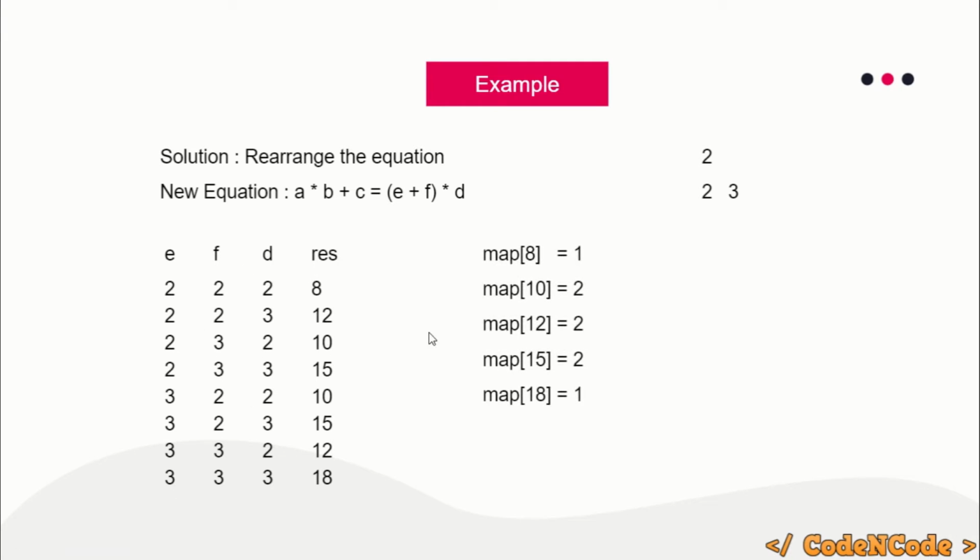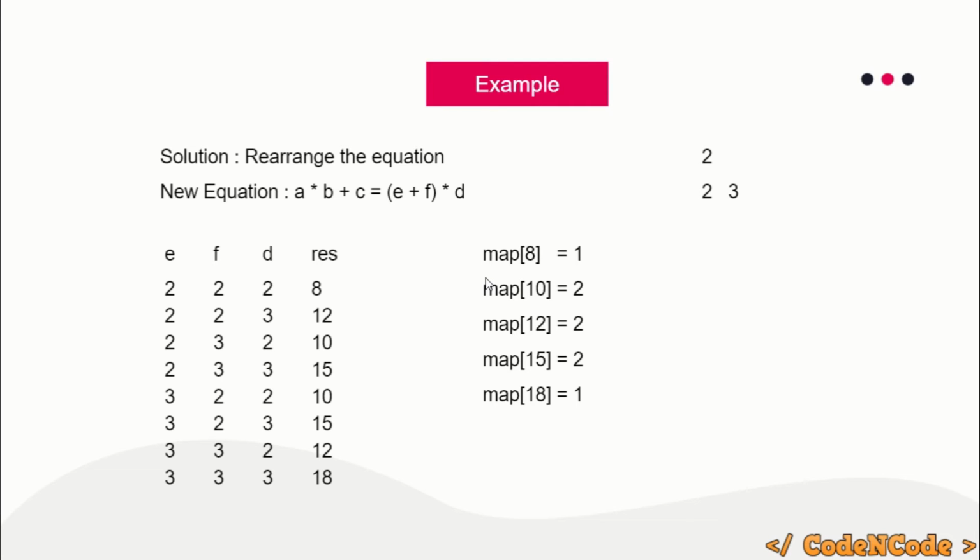So we can create a map and store the count of each value that is appearing. So 8 is appearing only 1 time, 10 is appearing 2 times, 12 is appearing 2 times, 15 is appearing 2 times, 18 is appearing only 1 time. So now we have the map. Now we know each value on the right. First of all, we know what values are possible on the right hand side. Only these values are possible. Second thing, we know how many times each value is appearing. So using the map, we can calculate this.